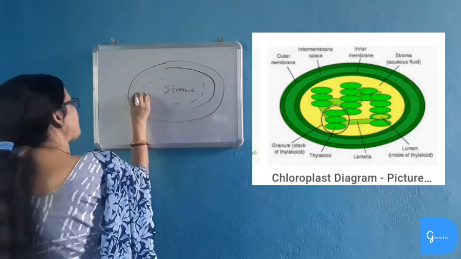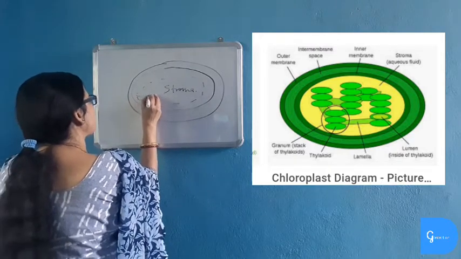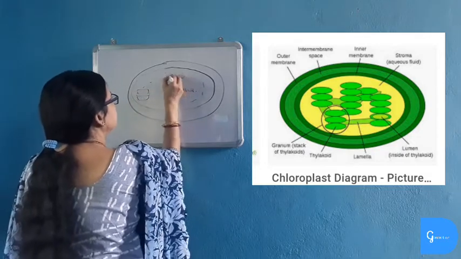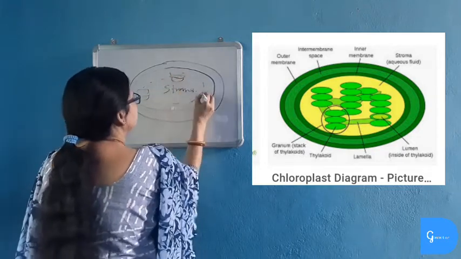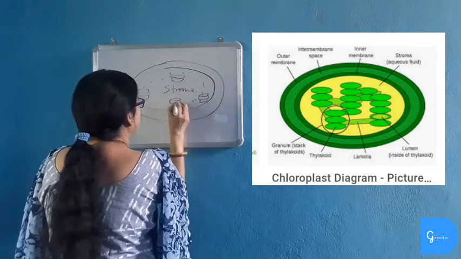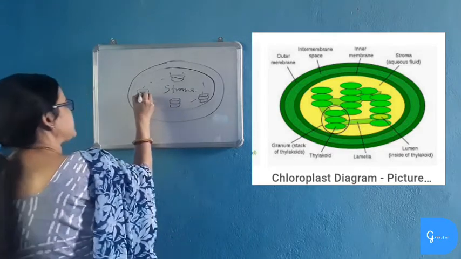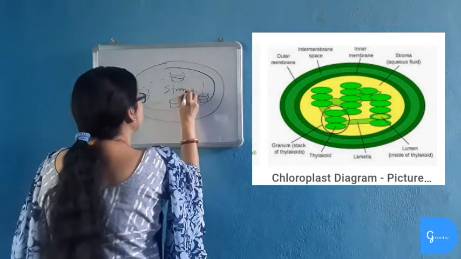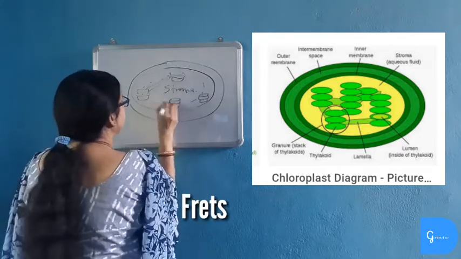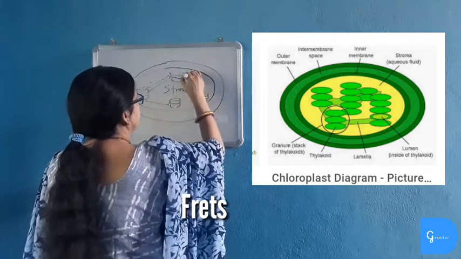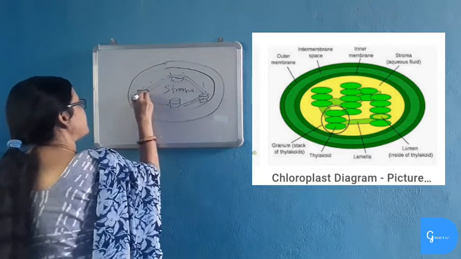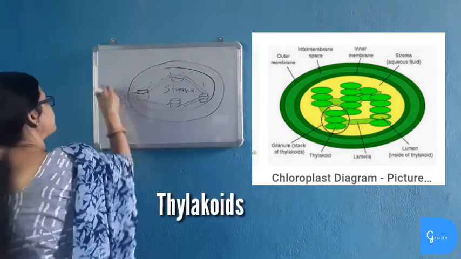Inside the stroma are present many piles and stacks of disc-like structures. They are known as grana. These are piles or stacks of disc-like structures. These are known as grana, and the gel-like substance is known as stroma. These grana are interconnected by interlamellar structures known as frets. Each disc-shaped structure is known as a thylakoid.